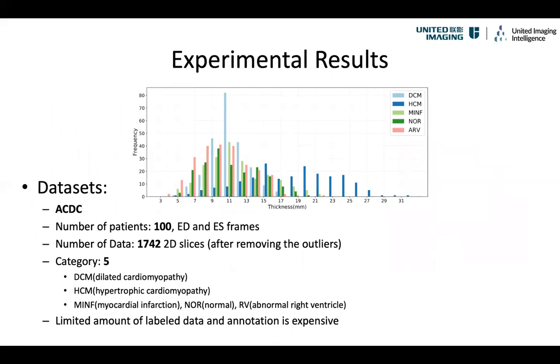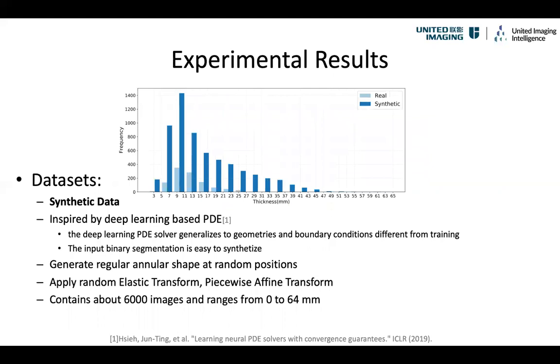We perform our method on 2 different data sets. One is ACDC, which has 5 different categories and a different distribution of the thickness in each category. But because it has a limited amount of labeled data and the annotation is expensive, we propose another data set, a synthetic data set, inspired by the deep learning-based PDE work which showed that the PDE solver can generalize to different boundary conditions. And this is the step of how we generate the synthetic data. This data contains over 6,000 images, and the range of thickness is wider compared to the ACDC data.